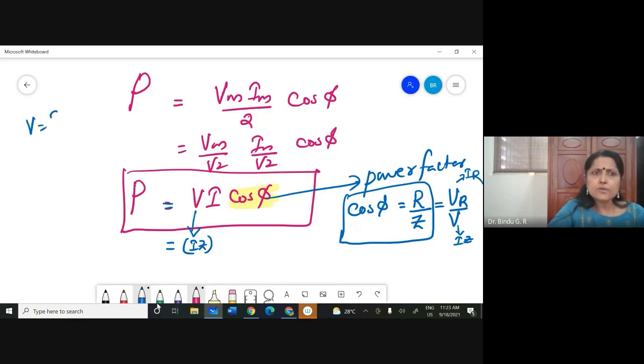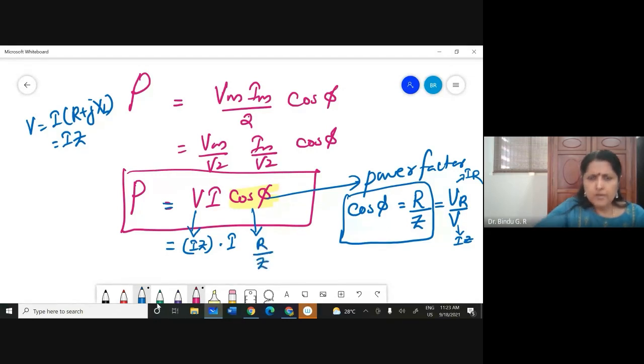Voltage V is equal to I into (R plus jXL), as we had already found out. So, I into Z into I cos phi, where cos phi I can write as R by Z. So, finally, I end up with I squared R, or the power consumed is entirely by the resistance.